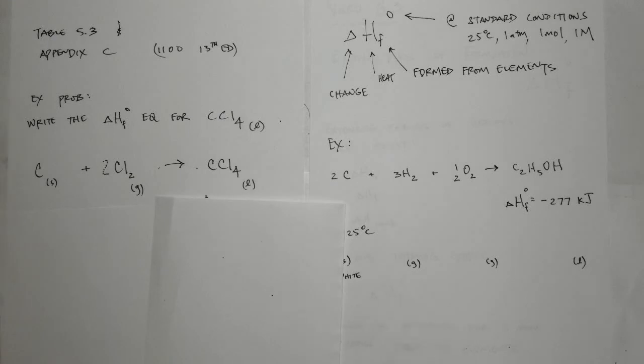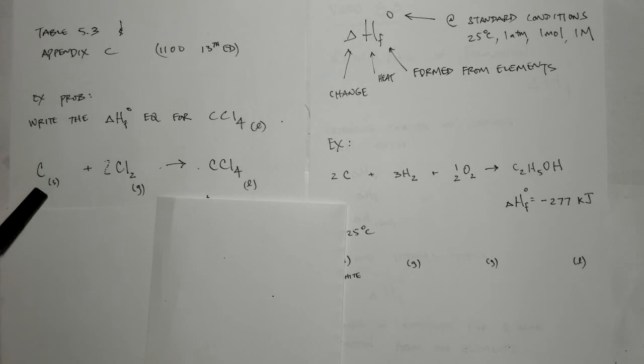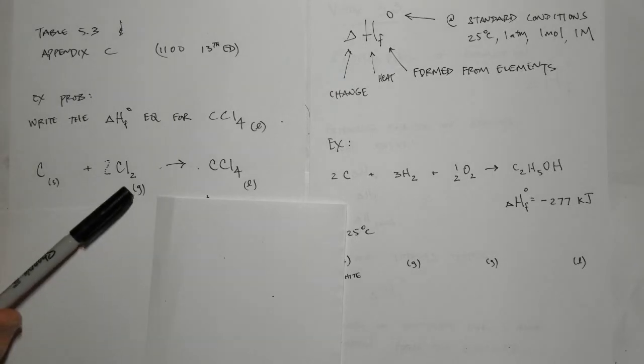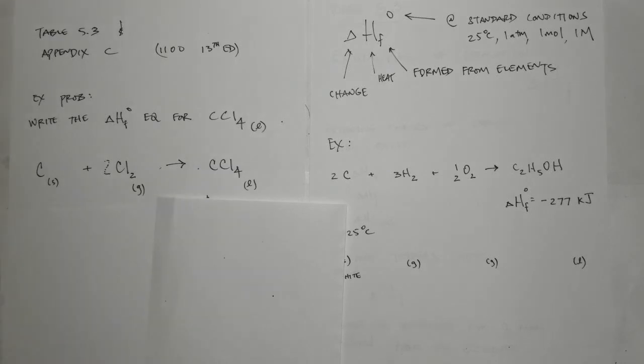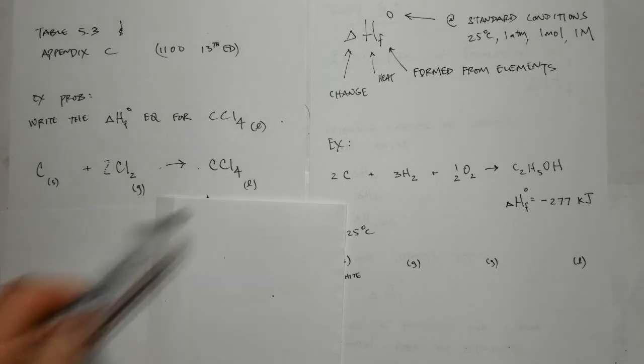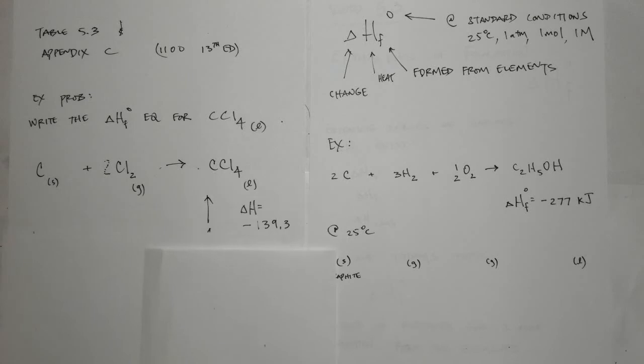And then make sure that you put the phases of matter at 25 degrees Celsius. Carbon, of course, is a solid. Chlorine's a gas at 25 degrees Celsius. And then CCl4, it told us to find the enthalpy of formation for that as a liquid phase. Now we'd have to put a 2 right here to make sure that we have 4 chlorines, just like 4 chlorines. And then at the very end, we'd put the delta H equaling negative 139.3.